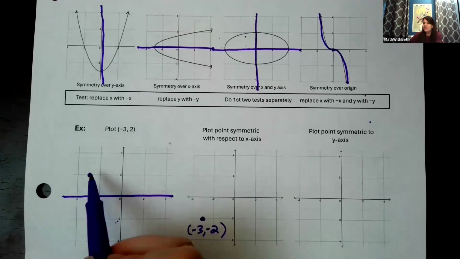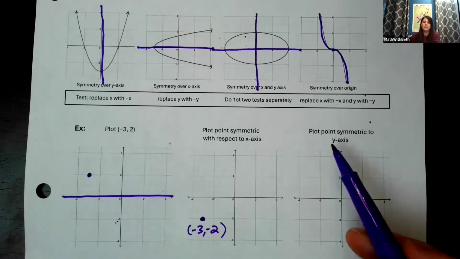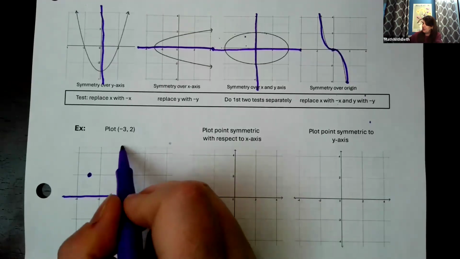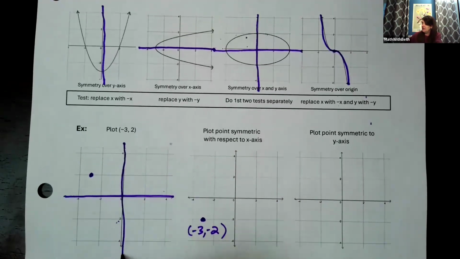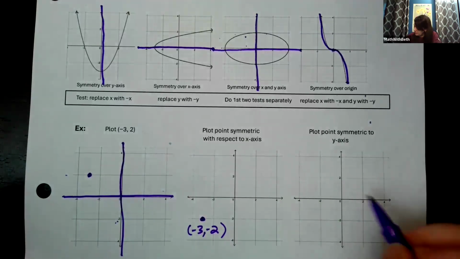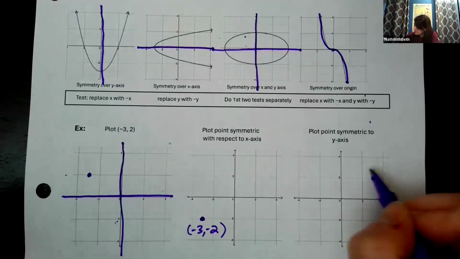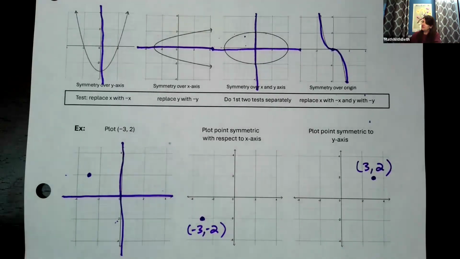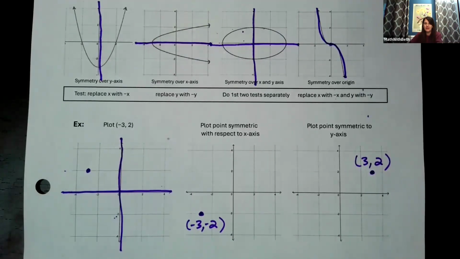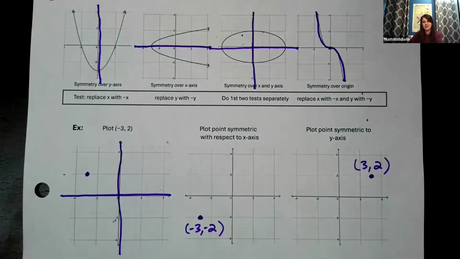Now going back to the original point, and now instead plotting the point that would be symmetric to the y-axis, it would just be, what if I took that original point and this time flipped it over the y? Where would I be? Well, we would be at the point 3, 2. So that's just an example of using symmetry to move a point if needed. If you're in my class, you'll see a question like that in the homework for this section.